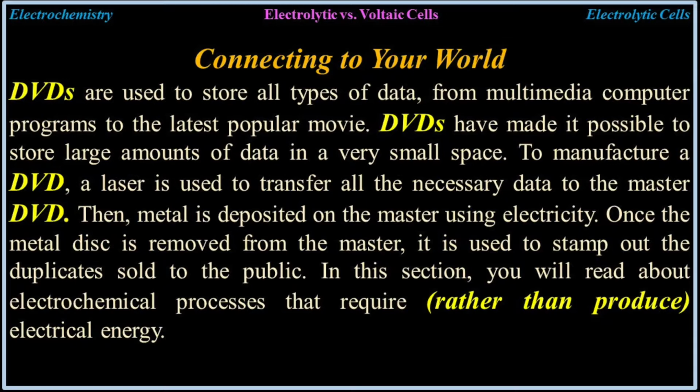Then, metal is deposited on the master using electricity. Once the metal disc is removed from the master, it is used to stamp out the duplicate sold to the public. In this section, you will read about electrochemical processes that require, rather than produce, electrical energy.